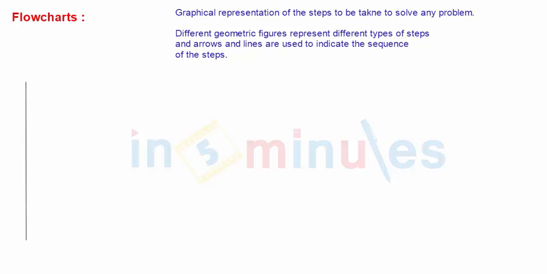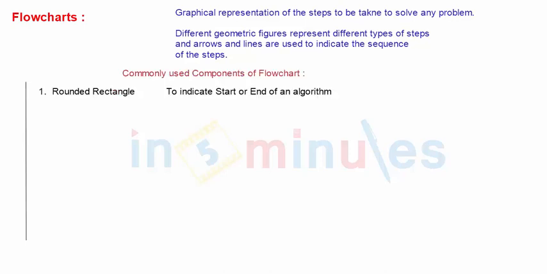Now let's see one by one the different components which are used to draw flowcharts in computer science. The first component is the rounded rectangle. It is used to indicate the start and end of an algorithm. For example, while writing a normal algorithm, we write step 1 as start and the last step as stop, and we number them. Here we just draw a rounded rectangle, commonly drawn like this with two edges rounded, and in that we write either start or stop, whichever step we are following.